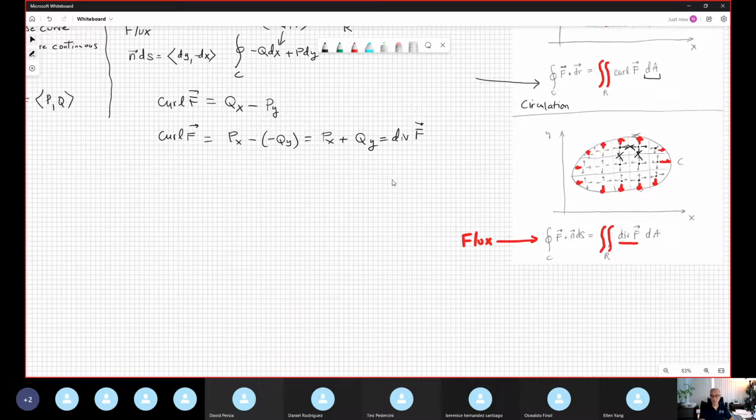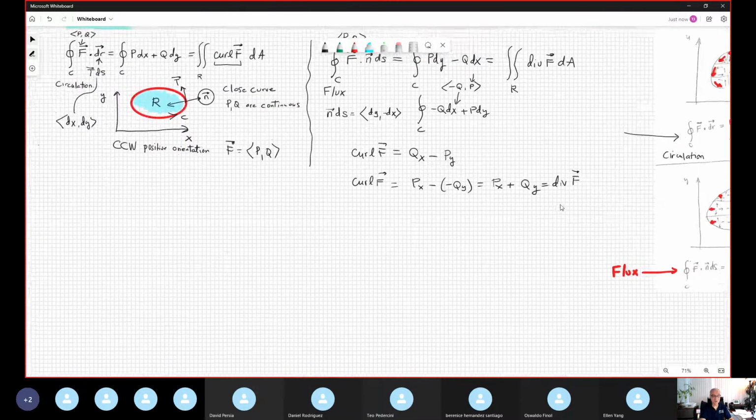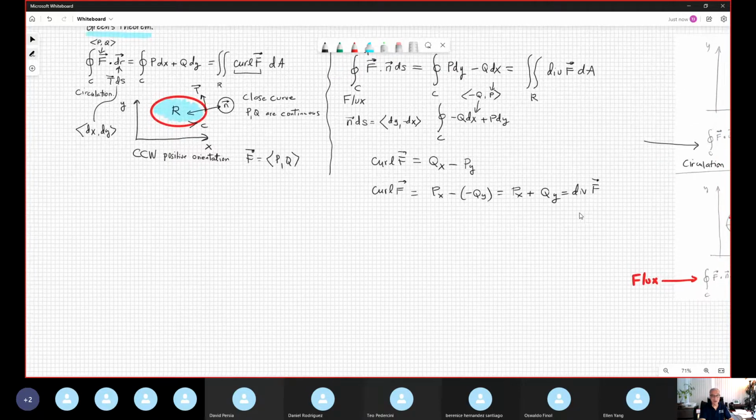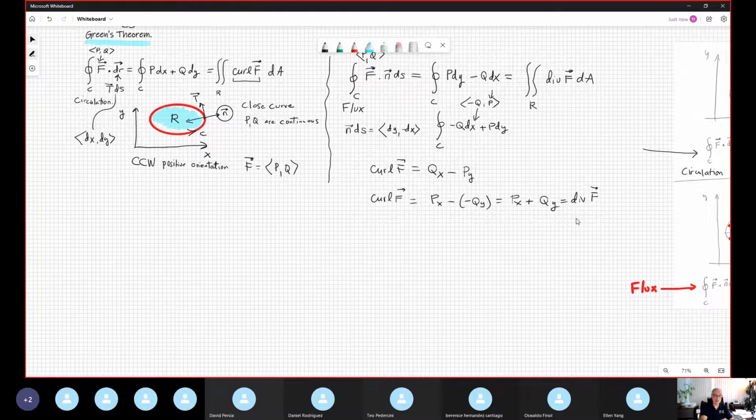Okay, cool. Now, well, okay, I understand. But what is the importance? What is the application? Well, the application is that Green's theorem gives me the possibility to compute my problem in two ways: either a line integral or a double integral.